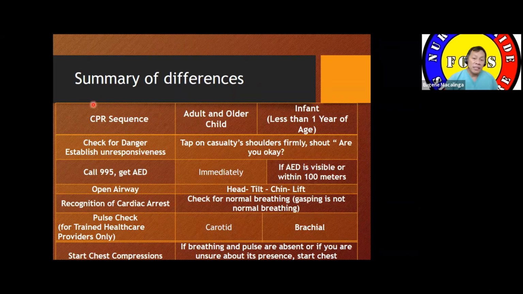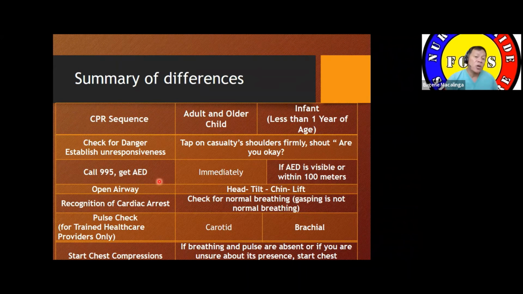Okay, so the sequence you can see on your screen. Check for danger. Establish unresponsiveness. Normally you say, "Hello, hello, are you okay?" And then you tap the shoulder of the patient, who's probably lying flat on the floor or on the street, right? Because he collapsed. Then don't forget to immediately call 995 and ask somebody to get an AED. For clarity, and in Singapore, very efficient, very few words, you can just say call 995 and get AED, right?